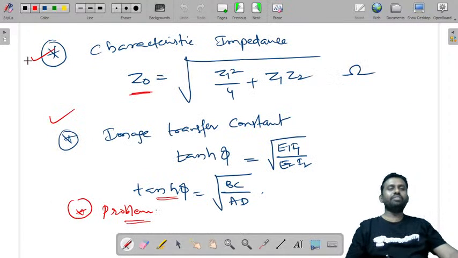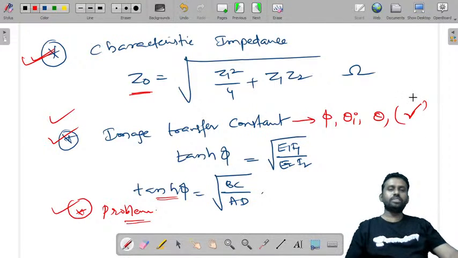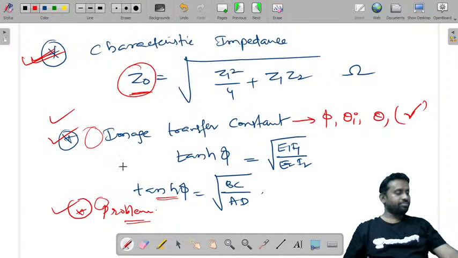So this is what we have discussed today: the characteristic impedance, image transfer constant, and the problem based on them. This phi, or it is also theta or gamma for a symmetrical network, is the propagation constant. So we have found characteristic impedance, image transfer constant, and a problem based on them.